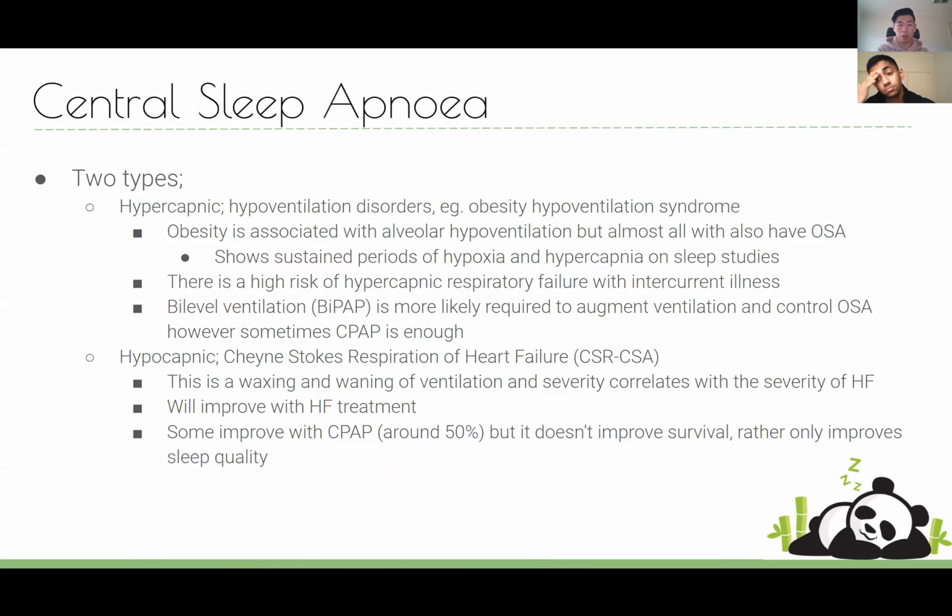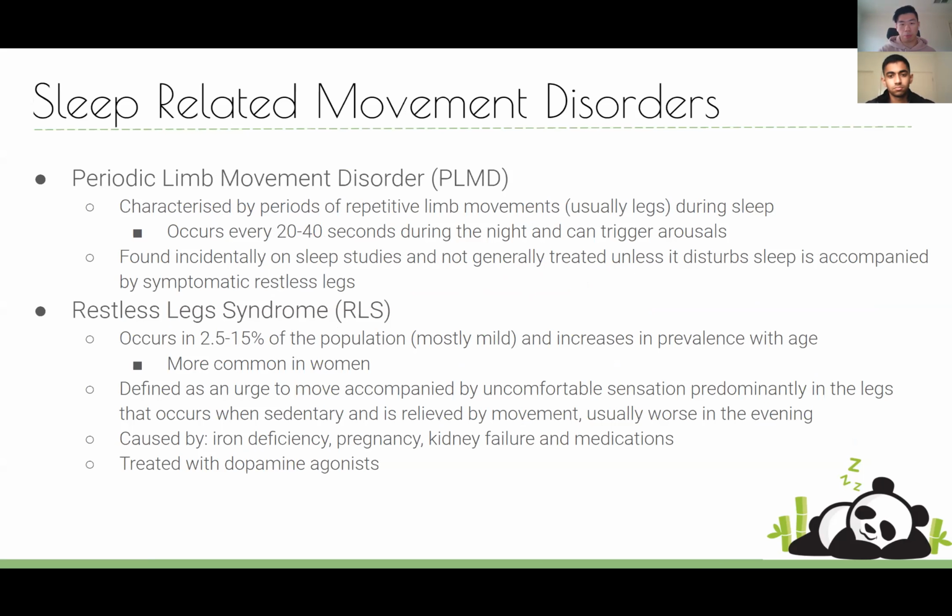In terms of central sleep apnea, there are 2 types: hypercapnic and hypocapnic. Hypercapnic is when they have hypoventilation disorders, i.e. they have high CO2 because they don't breathe. One of the causes for this is obesity hypoventilation syndrome, where the obesity is associated with alveolar hypoventilation, purely because I think they just can't suck the air in, and then they don't breathe enough. Hypocapnic is when you have Cheyne-Stokes respiration from heart failure, and it's a waxing and waning of ventilation. These aren't critically important conditions, but they are causes of central sleep apnea.